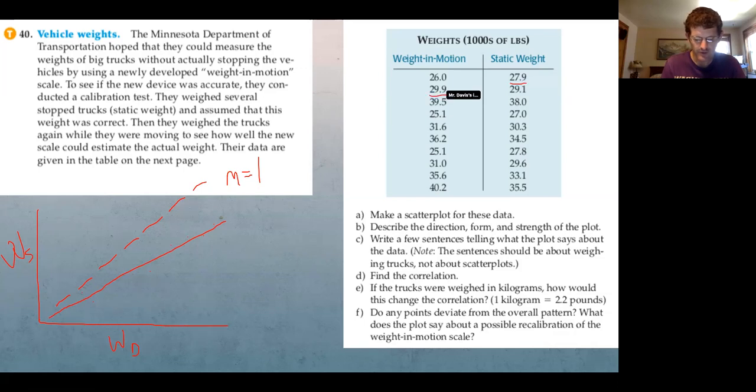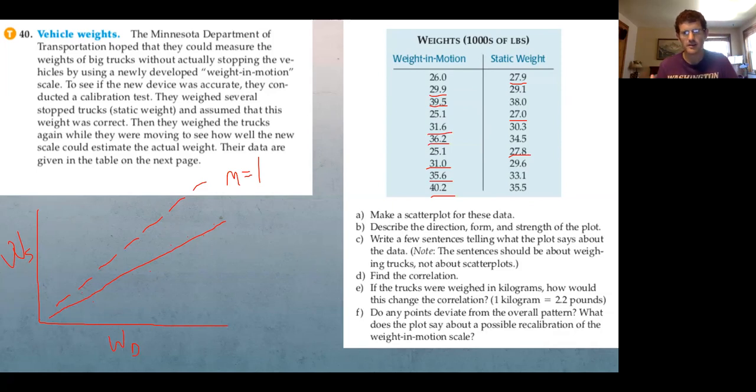Weight and motion was heavier. Weight and motion was heavier. Static, weight and motion, static, weight and motion, weight and motion, weight and motion. I think I got all those right. So generally, the weight and motion tends to be heavier than the static weight.